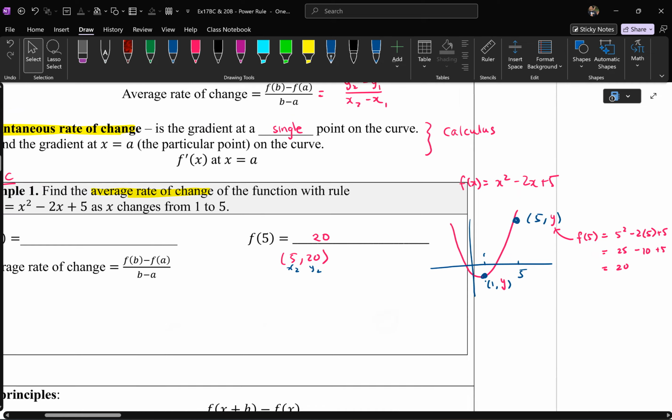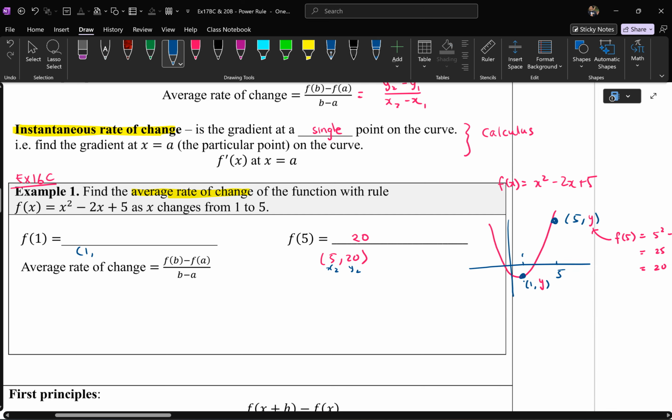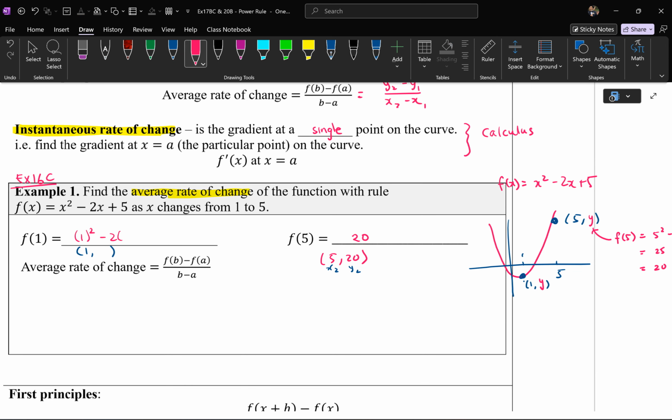Find the other one. So the other one is 1. We need to find the y value. Same thing again. It'll then be 1 squared minus 2 times 1 plus 5. 1 squared is 1. Take away 2 times 1, which is 2, plus 5. What does that equal to? Let's go with Christina. 1 take away 2 plus 5. 4.